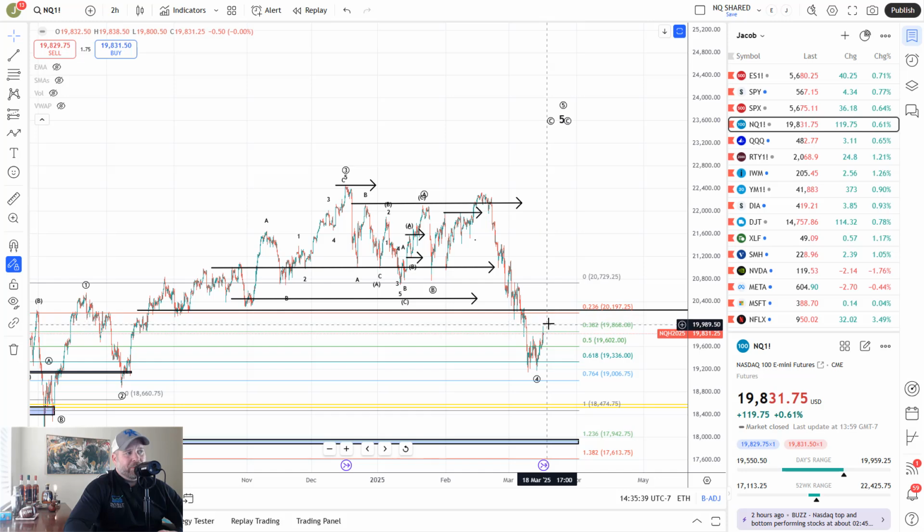We are in kind of this no man's land of you got a really deep pullback that could be a wave 4, but it's kind of structurally not great. And then you have the potential for that wave 5 higher. So you just kind of have one of those situations where it's not abundantly clear yet. We just need a little bit more structure to be clear.